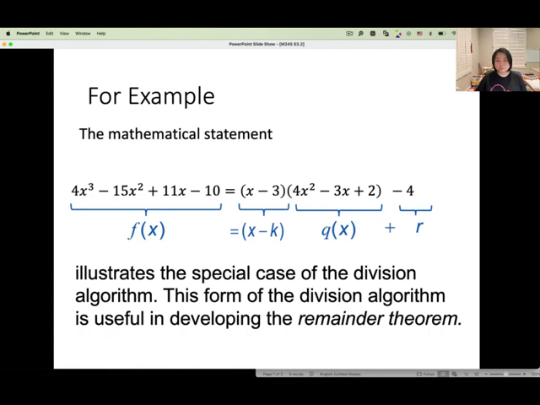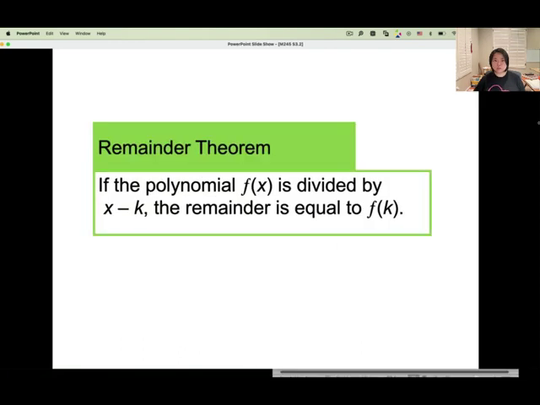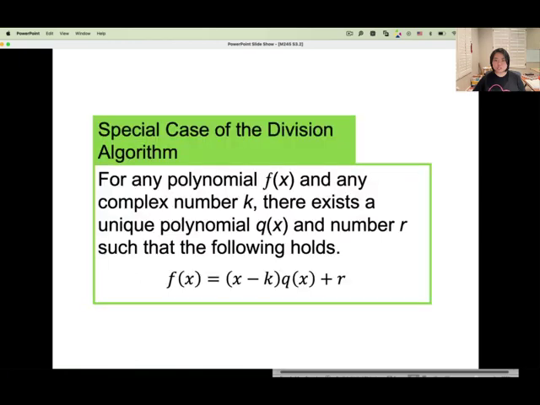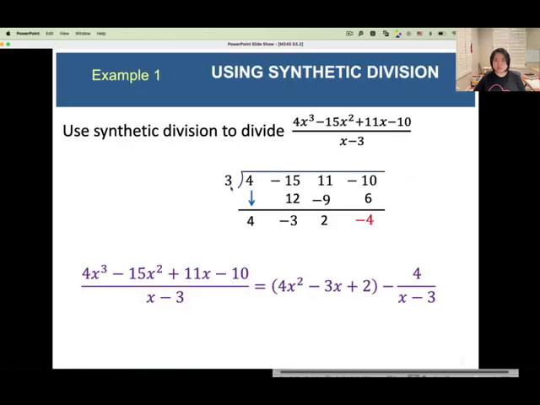So why we want to write it like this form? Because we want to use this form to develop the remainder theorem. What is the remainder theorem? If the polynomial of f of x is divided by x minus k, the remainder is equal to f of k. So let's look at this previous example. We know that when we have the f of x divided by x minus 3, then you're gonna get the remainder -4. Right? We just covered the example from here. Right? Divided by x minus 3, we're gonna get the remainder -4.